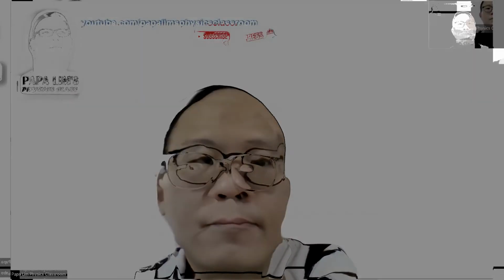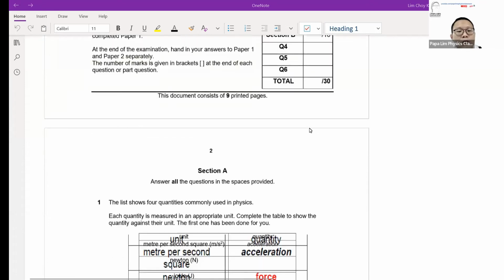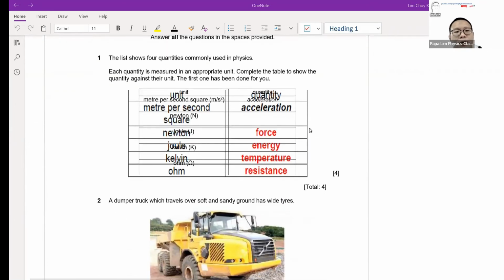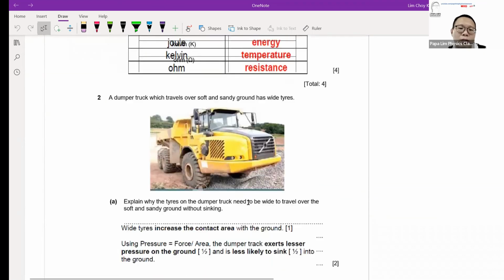Okay, now let's look at paper 2. The first question, sorry for the misprint, but I would say it is an easy question, whereby the marker wants us to give the corresponding quantity with respect to the units. For example, if I give you Newton, the student is supposed to write down what quantity the unit is referring to. So I would say it's quite easy.